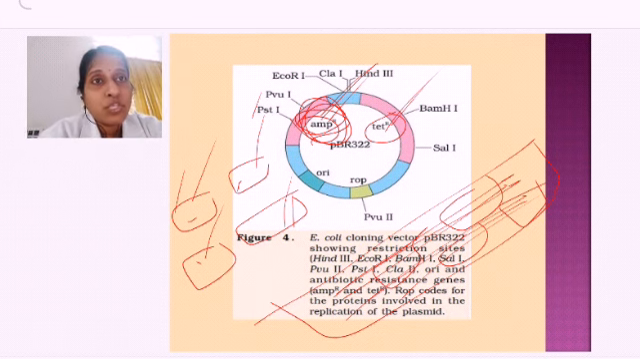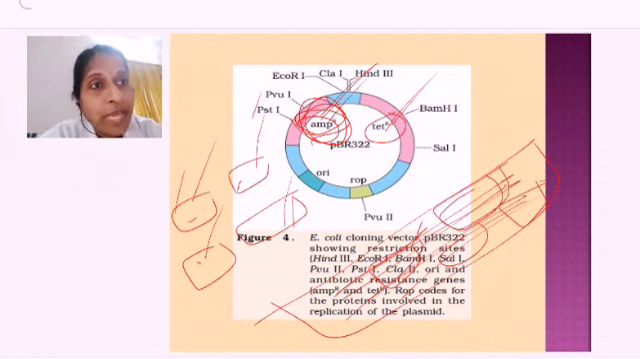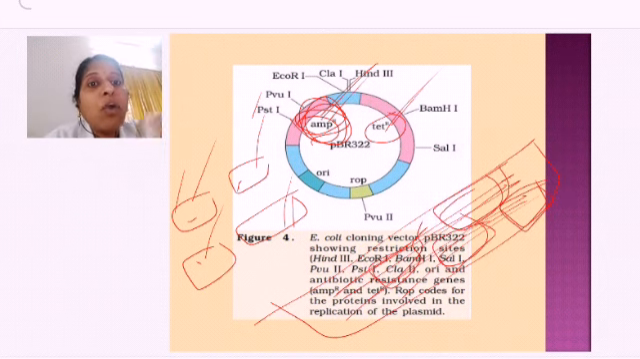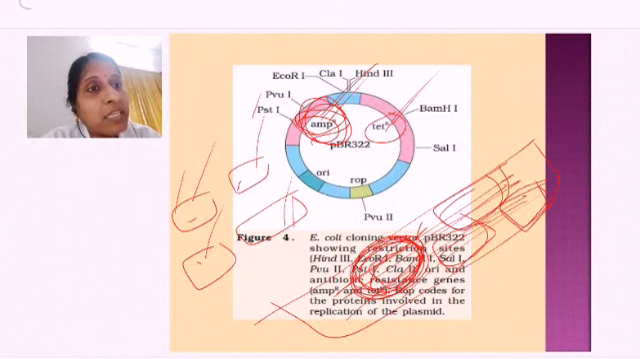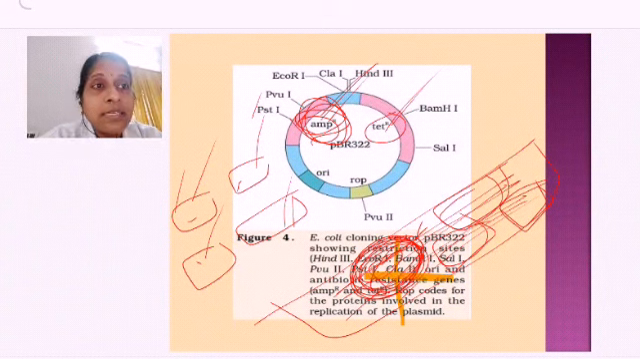So they will be resistant to what? The ampicillin, which means these 4 bacteria will survive. They will all survive. Now imagine, out of these 4, 1 is not surviving, which means that this bacterial cell is not surviving. They are dying, right? So this has died.